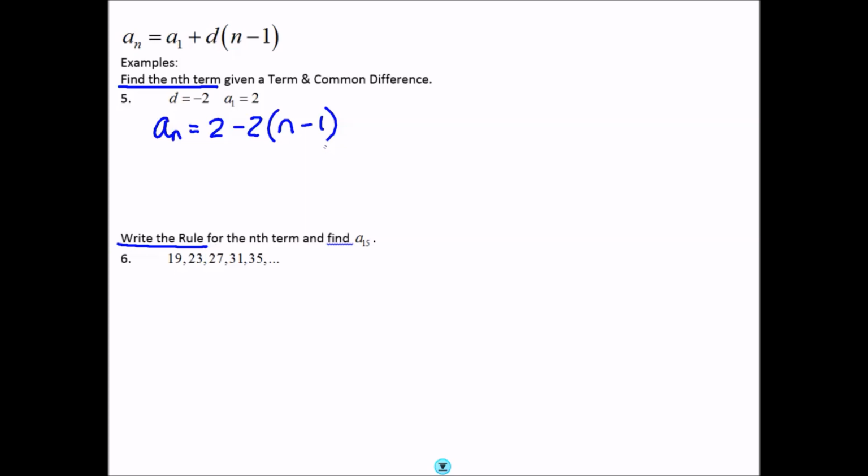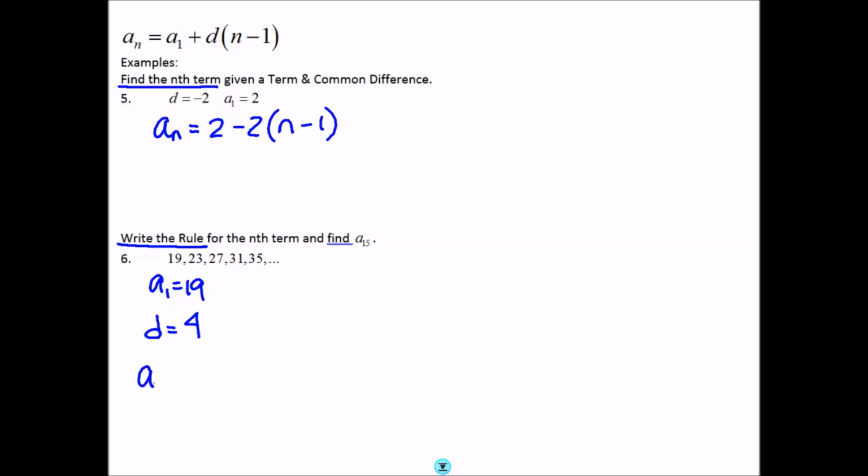Number 6, we're asked to write the rule for the nth term, which again means write the formula, except we're given a sequence. We're given a list of numbers. We need to figure out a sub 1 and d from this list. So a sub 1 is easy. That's just the first term. And d is whatever is added to get from one term to the next. So if you look at the pattern, we are adding 4. So that means d will be 4.